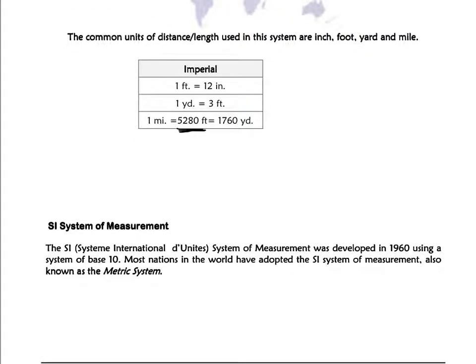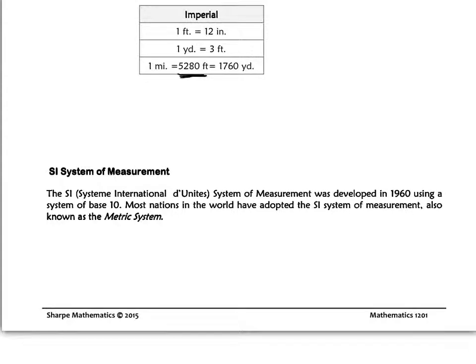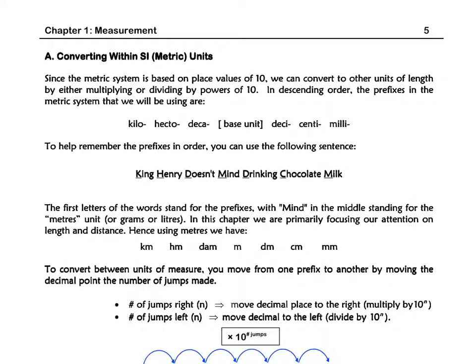The SI system of measurement, SI standing for Système International d'Unités. I'm not sure if it's the French. I'm not very good at that, so that might be pronounced incorrectly. But the SI system of measurement is basically your metric system that you're familiar with, and it was developed in 1960 using a system of base 10. Most nations in the world have adopted this metric system of measurement, but we still see the imperial, so we're going to learn a little bit about both.